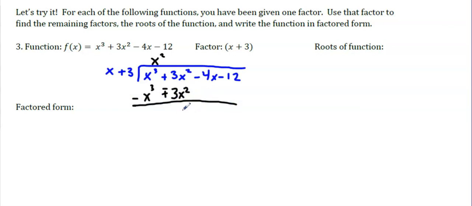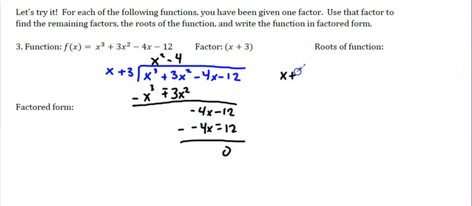Subtract is 0, so I can go ahead and bring down the minus 4x, and I'm going to go ahead and bring down the minus 12. So what times x gives me negative 4x? That would be negative 4. So negative 4 times x is negative 4x, and negative 4 times 3 is negative 12, and when I subtract, I get 0. So now I have that x plus 3 times x squared minus 4 equals f of x.